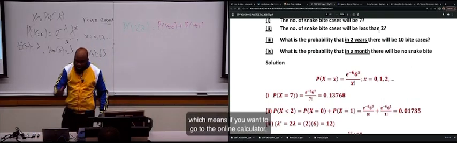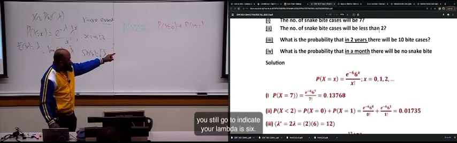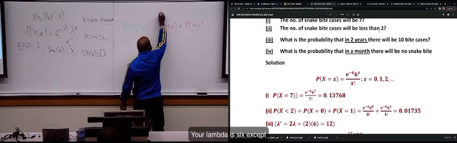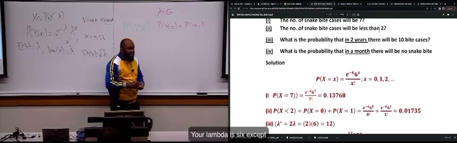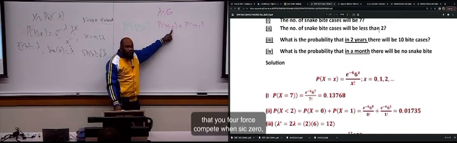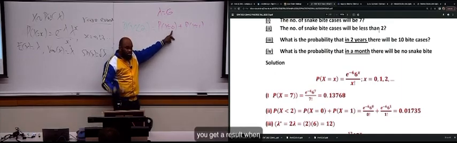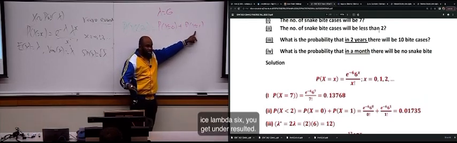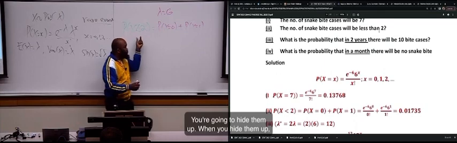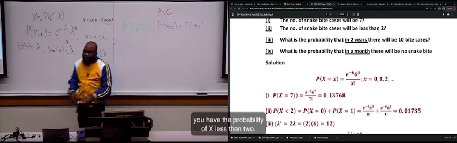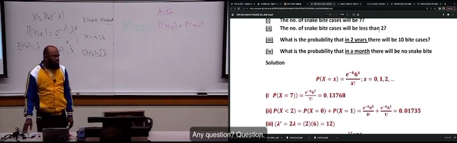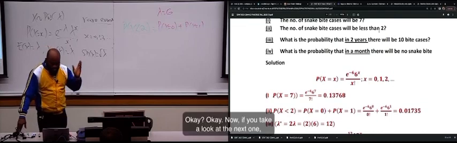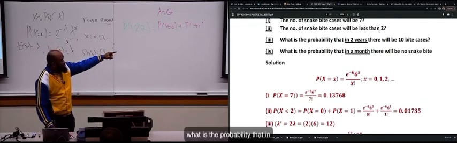which means if you want to go to the online calculator, your lambda is still 6. Your lambda is still 6, except that you compute. When x equal to 0, you get a result. When x equal to 1, lambda equal to 6, you get another result. Then you're going to add them up. When you add them up, you'll have the probability of x less than 2. Any question?